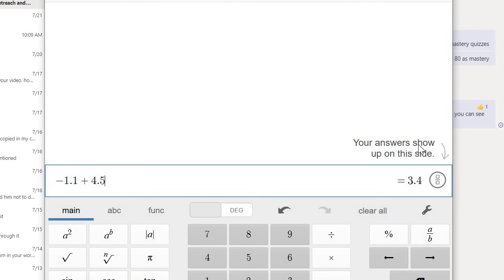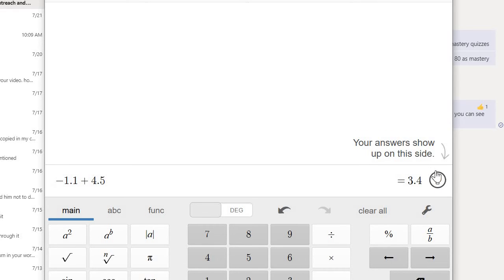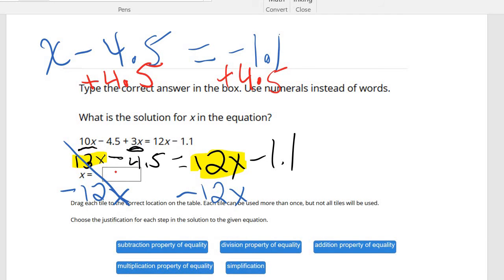Okay, and then here your answer shows up on this side, and then I can convert it to a fraction if I needed to. It's a really great calculator and wonderful for the kind of math that we're doing. So I go back to my problem, and in here I put in my answer, which was 3.4. So I just typed this into here.